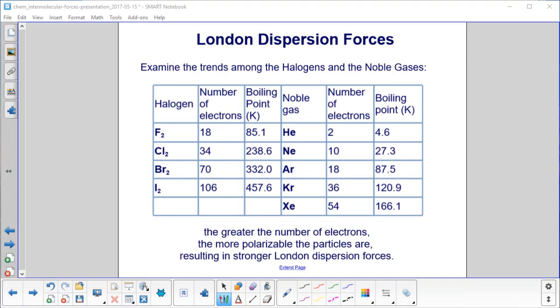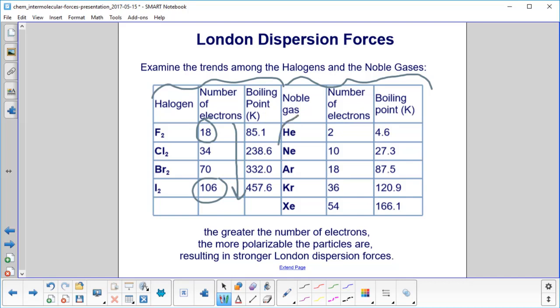We have the halogens over here, and then we have the noble gases. We have those two families. And we show the number of electrons in each molecule. So we have fluorine 2 has 18, all the way down to iodine 2 with 106. Note how the boiling point increases. That tells us that the intermolecular forces are greater. They're holding the molecules together a lot closer, and they don't want them to boil.